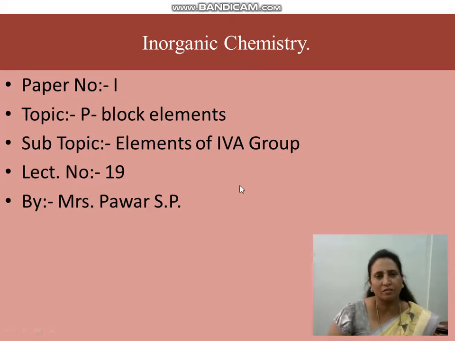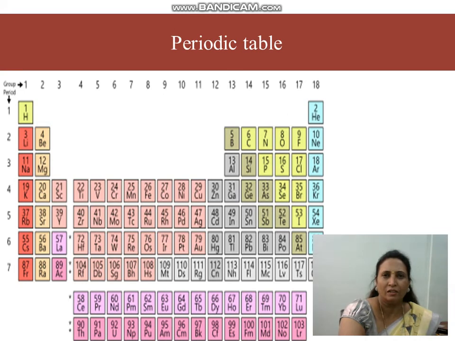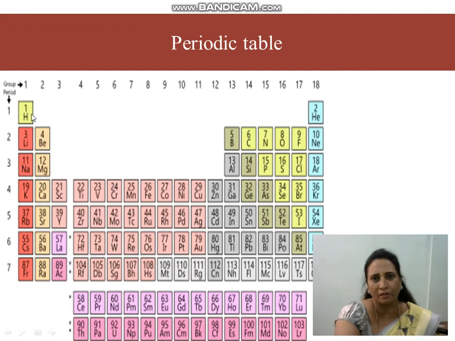Now next lecture is lecture number 19, P block element, subtopic elements of fourth A group. Now this is the periodic table. Now this indicates 1, 2, 3, 4, 5 up to 18. These are the group numbers, whereas from top to bottom they are periods.